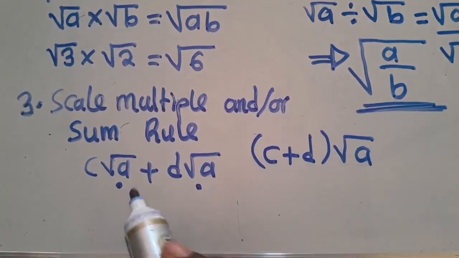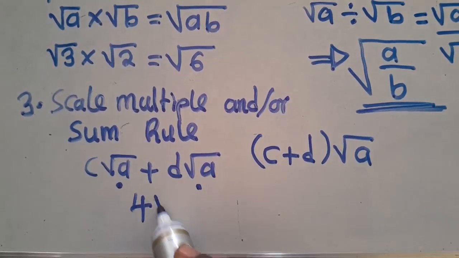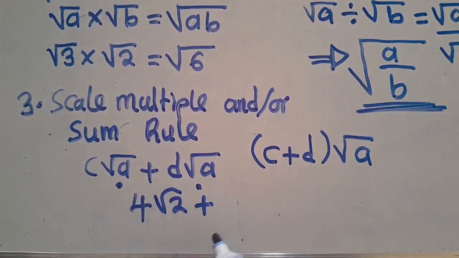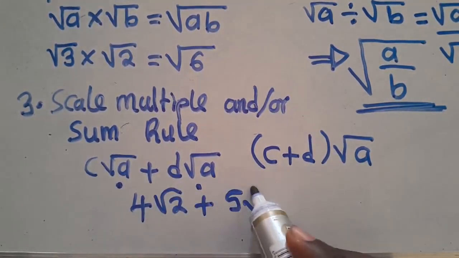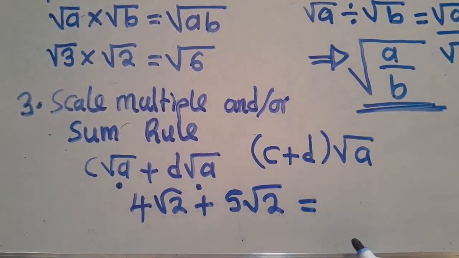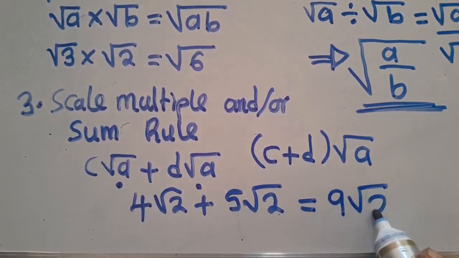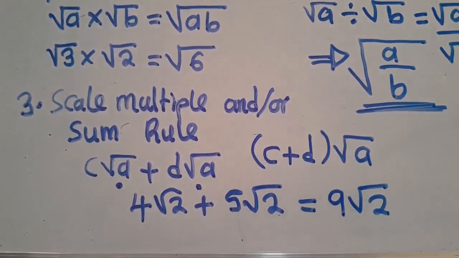So whenever you've got something like 4 root 2 plus 5 root 2, what is your answer there? You just add these two. So 4 plus 5, it is 9 root 2. That is your answer. So this is what we definitely talk about, and this is what you really need to know and understand. Hope you are getting something. I believe you are learning.